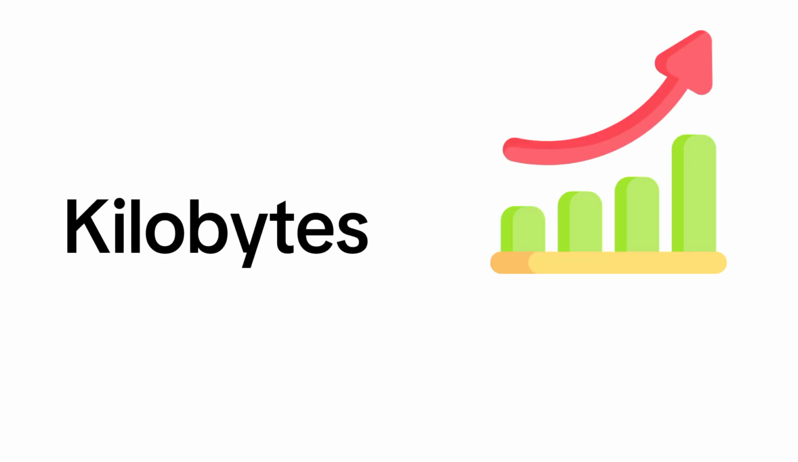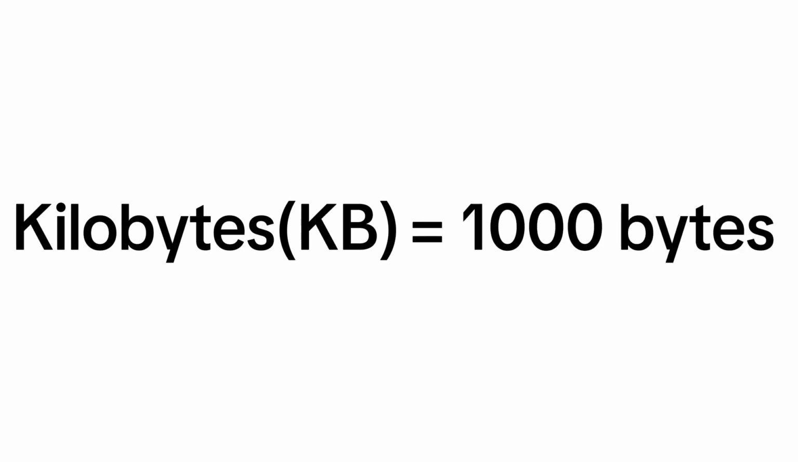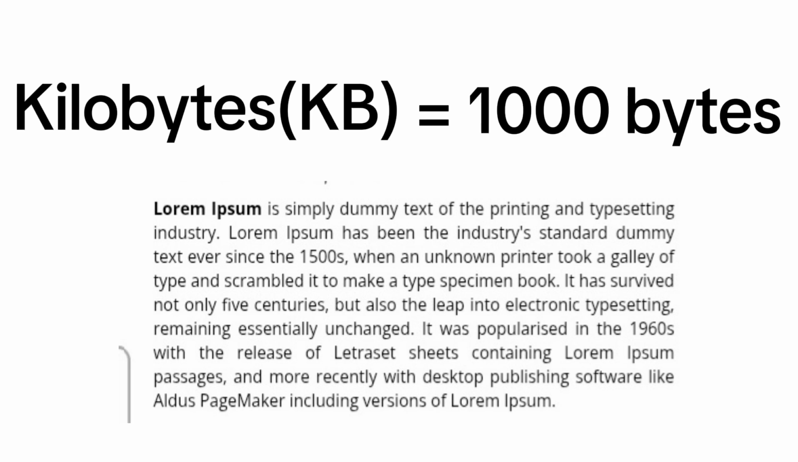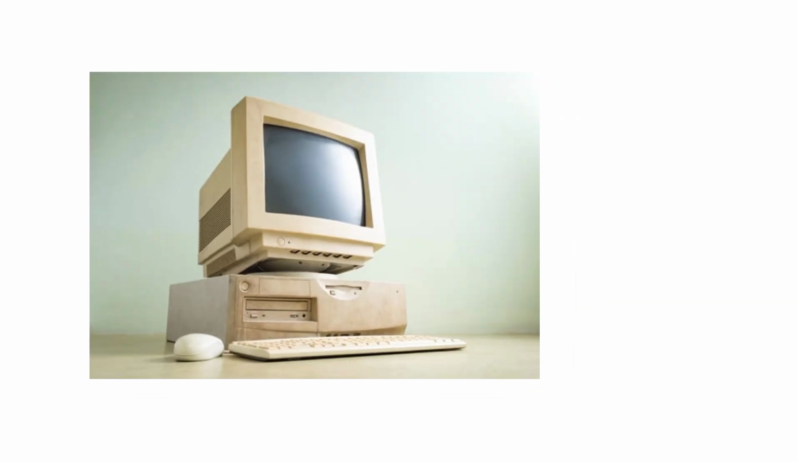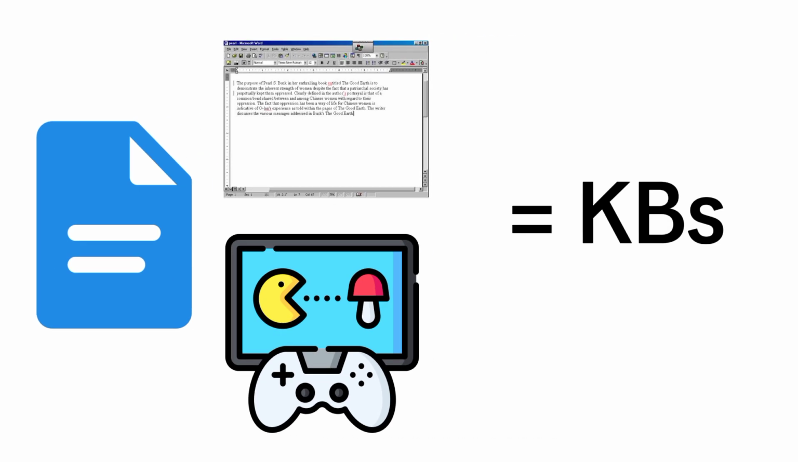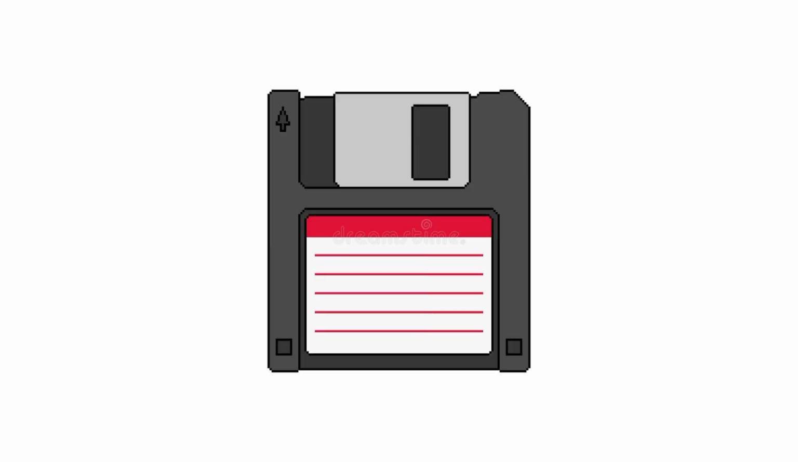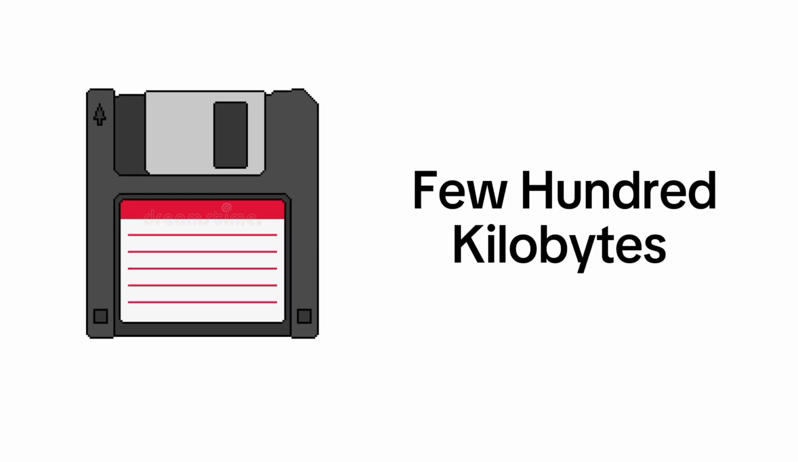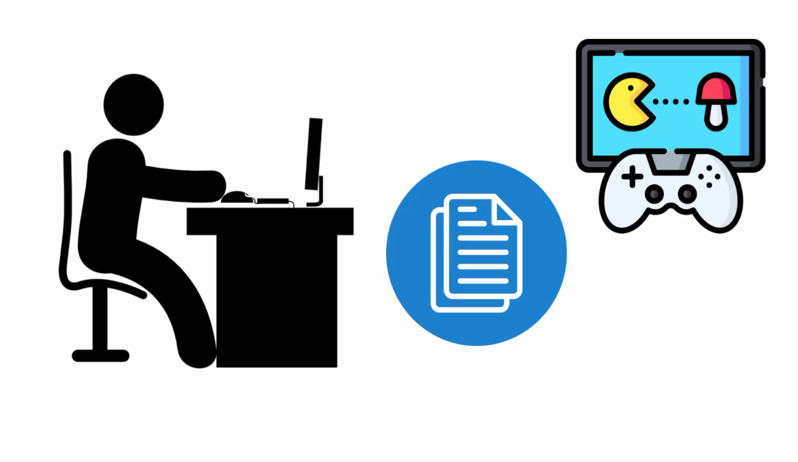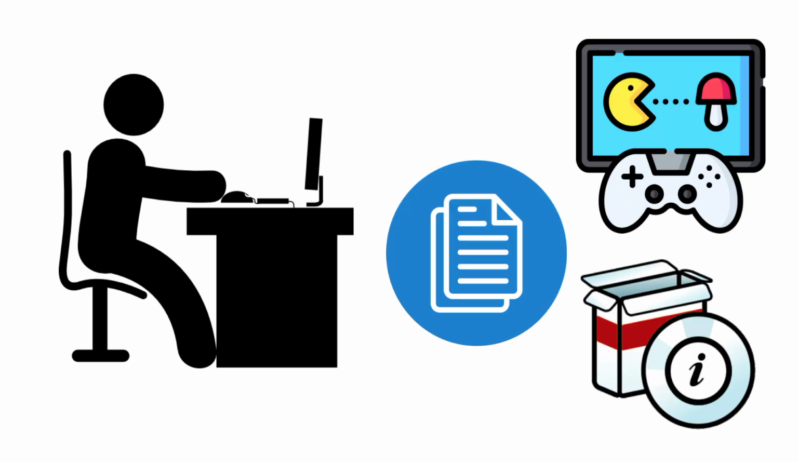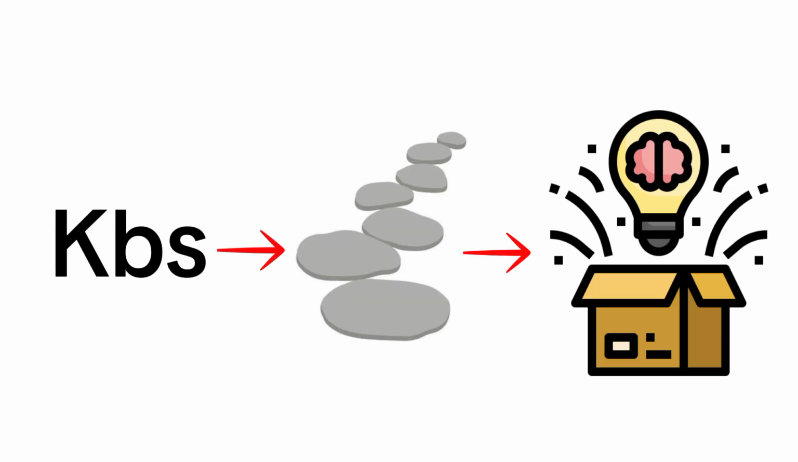Kilobyte. From here, things start to grow fast. A kilobyte, or KB, is 1,000 bytes. That's roughly enough to store a short paragraph of text. In the early days of computing, entire programs, games, and documents fit into just a few kilobytes. Floppy disks, for example, held only a few hundred kilobytes, yet people were already creating documents, playing games, and even running small software businesses with them. Kilobytes were the stepping stone to bigger things.